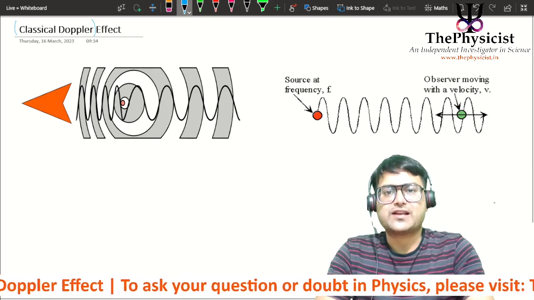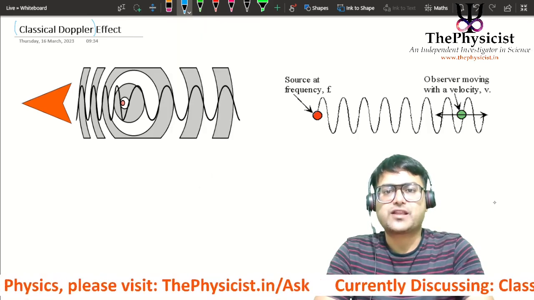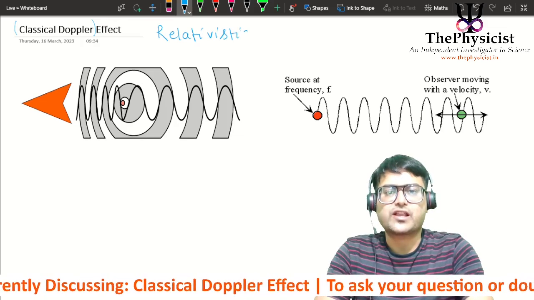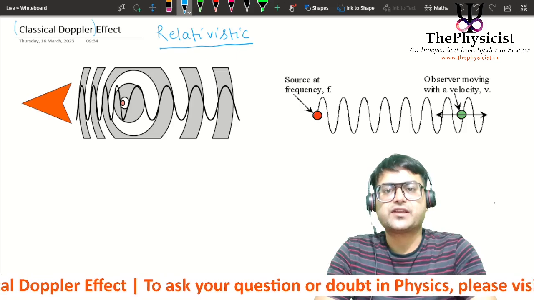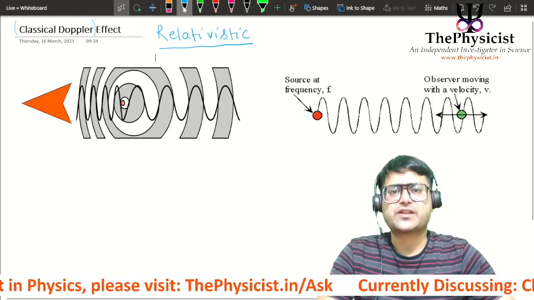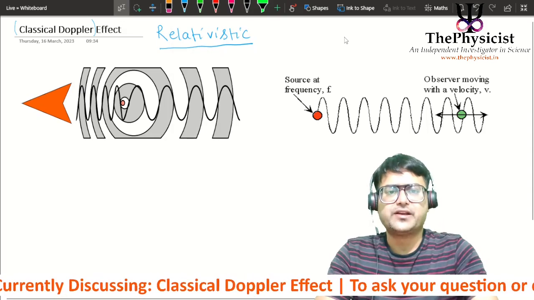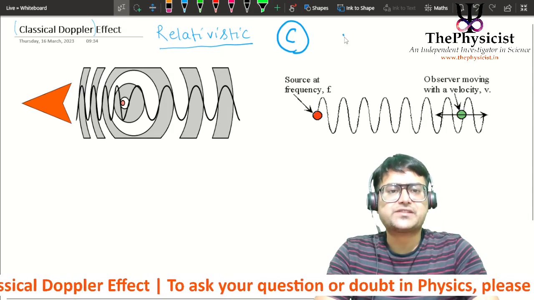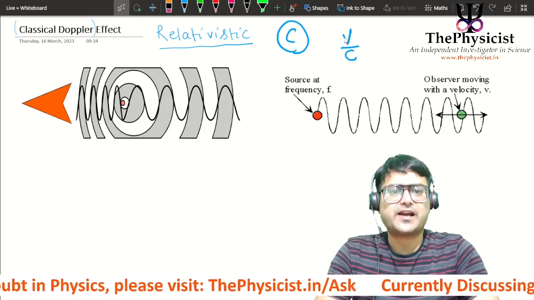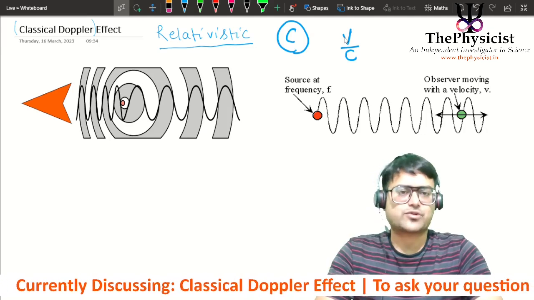The reason I'm calling it classical is that the Doppler effect can also be observed relativistically. The relativistic Doppler effect, based on Einstein's special theory of relativity, is the case where we are dealing with light or any electromagnetic wave that moves with speed c, or any speed comparable to c. That is, if I take any speed and divide it by c, the speed of light in vacuum, which is approximately 3 times 10 to the power 8 meters per second.